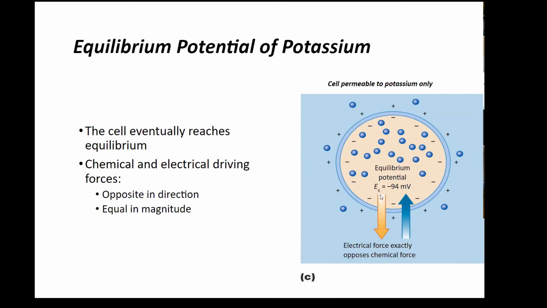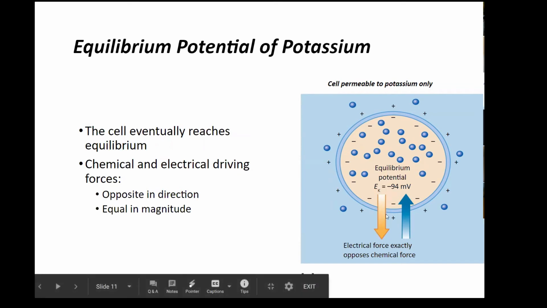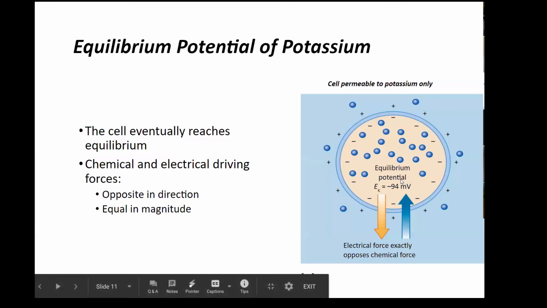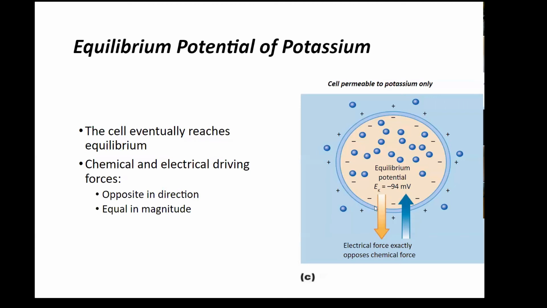So this is going to be true for potassium specifically, this negative 94, because the chemical force that we're trying to oppose is the chemical force on potassium. So for any other ion, we'll have a different number, because any other ion is going to have a different chemical force, even though the electrical force is working on all the ions. So it's going to have a different number at which these forces are equal. Okay. So that's our equilibrium potential for potassium.